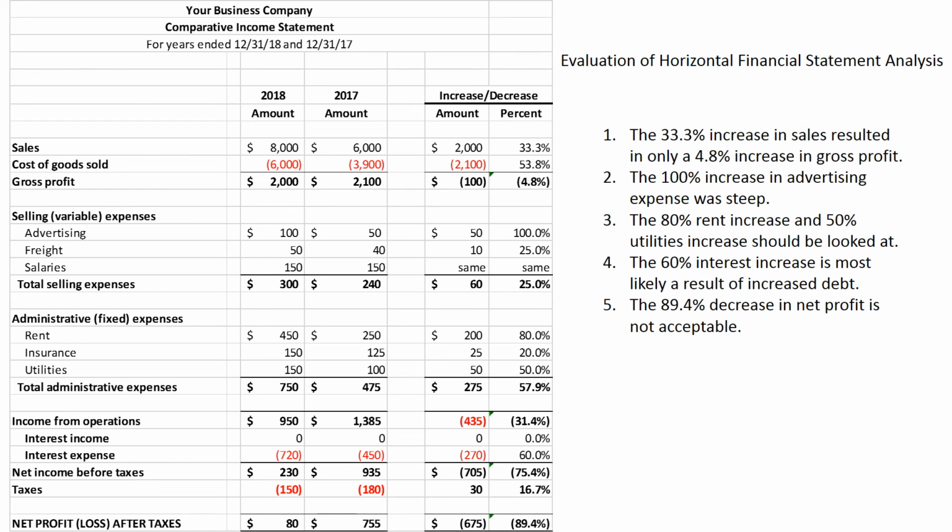Number 3, the 80% rent increase and 50% utilities increase should be looked at. Are these increases justified? Number 4, the 60% interest increase is most likely a result of increased debt. The owner would want to analyze the components. Decide if the interest level is correct. Decide if some debt should be retired. Number 5, the 89.4% decrease in net profit is not acceptable. A serious decrease will require that the owner reevaluate the business.